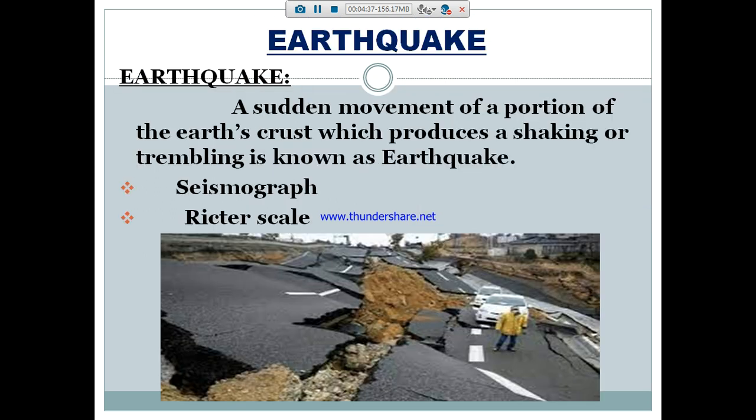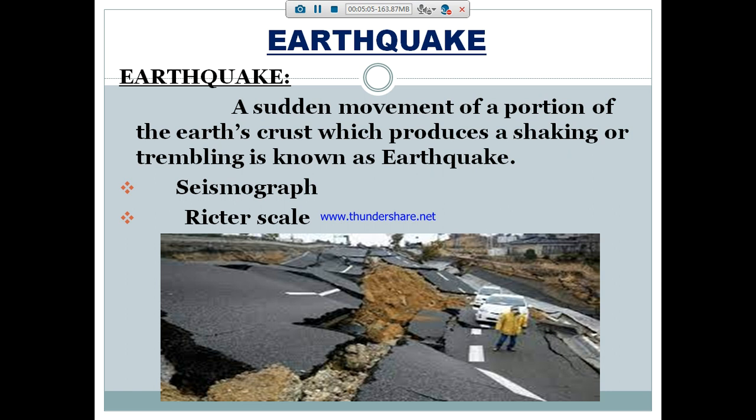Earthquake also. What is meant by earthquake? A sudden movement of a portion of the earth crust which produces a shaking or trembling is known as the earthquake.